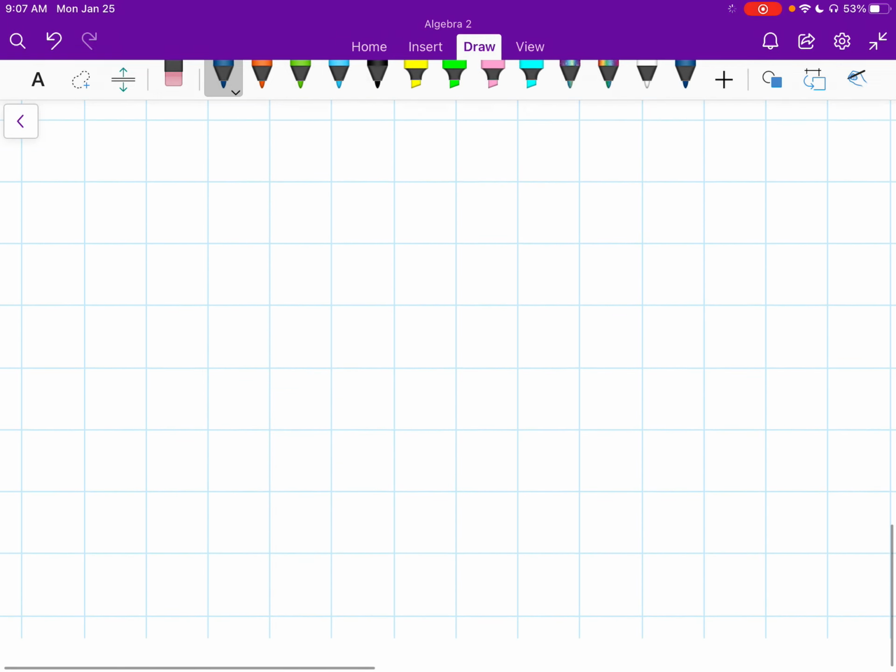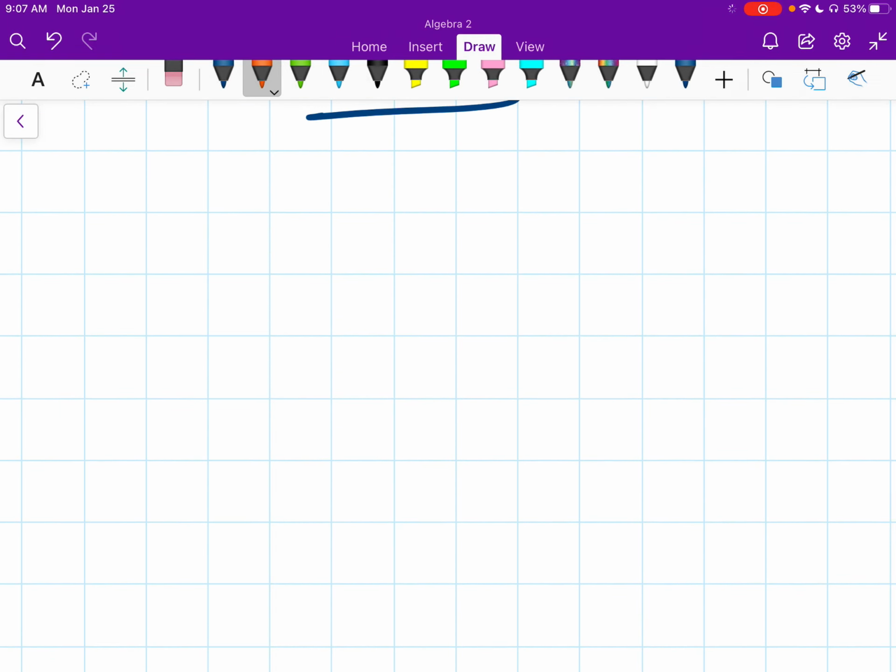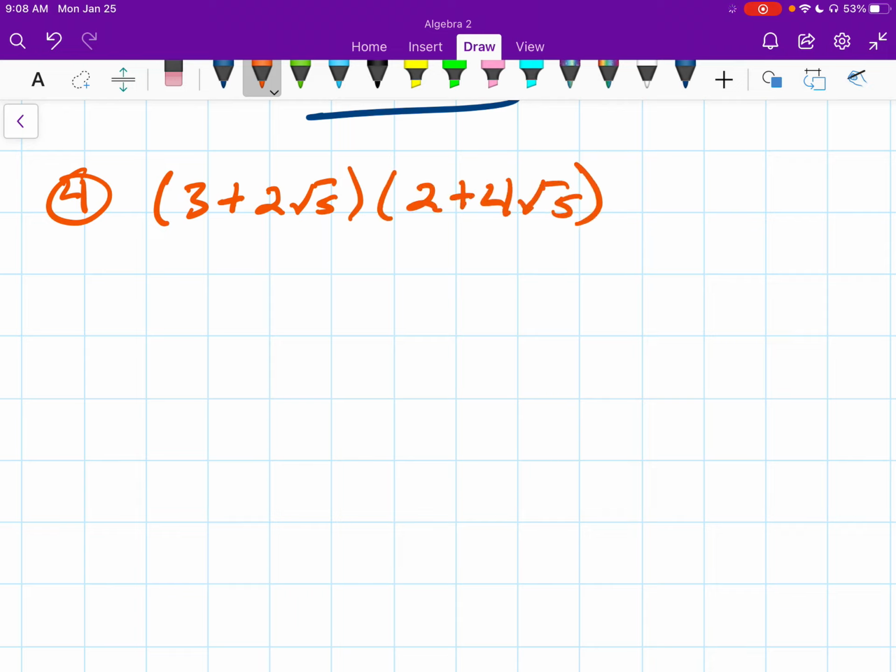All right, moving on to number 4. Now this one we're still simplifying, but we're going to be multiplying. So here, let me write this in orange. We're going to have 3 plus 2 root 5, and then 2 plus 4 root 5. And we're supposed to simplify this.